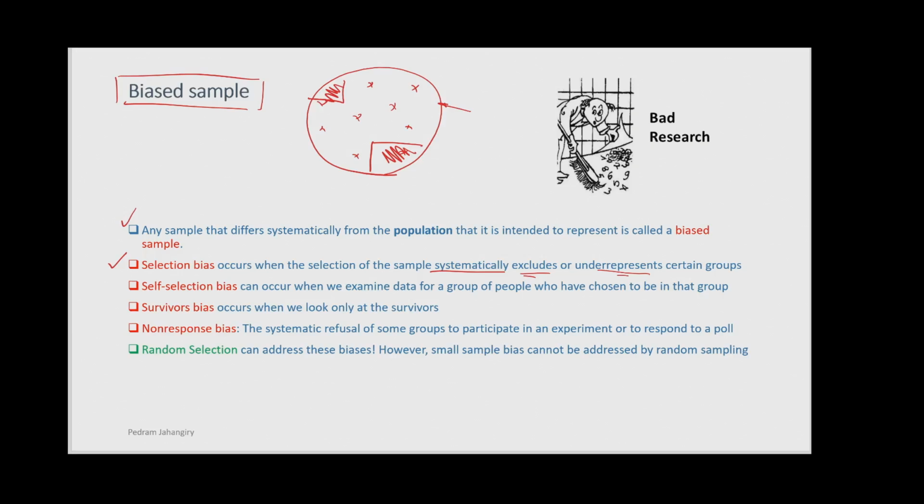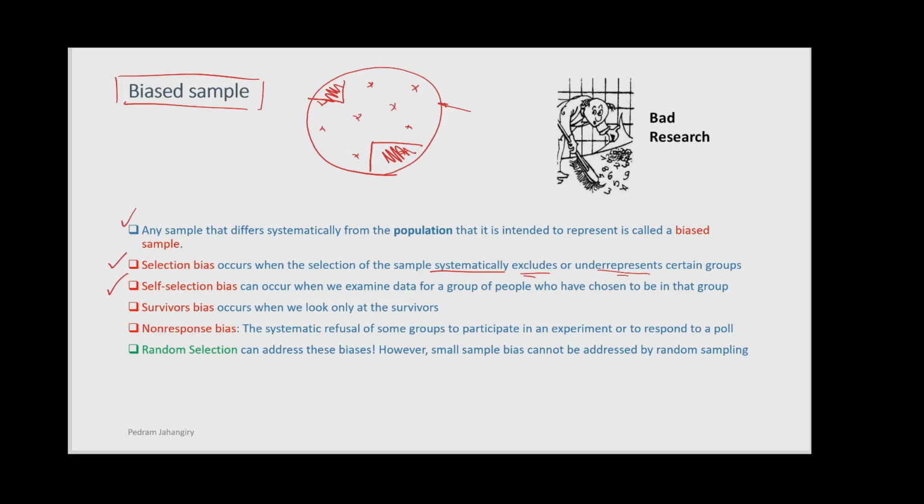Then we have another bias called self-selection bias. Selection bias and self-selection bias are sometimes used interchangeably, and sometimes people get them confused, but it really doesn't matter. As long as there's a selection bias, you can just call it selection bias. But what is self-selection bias? Self-selection bias happens when we examine data for a group of specific people who have chosen to be in that group.